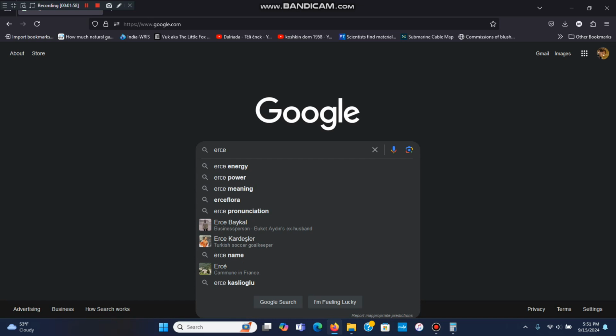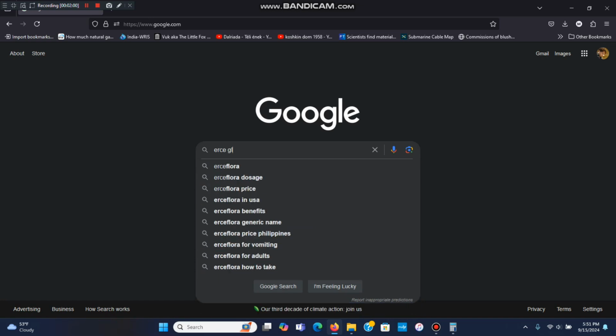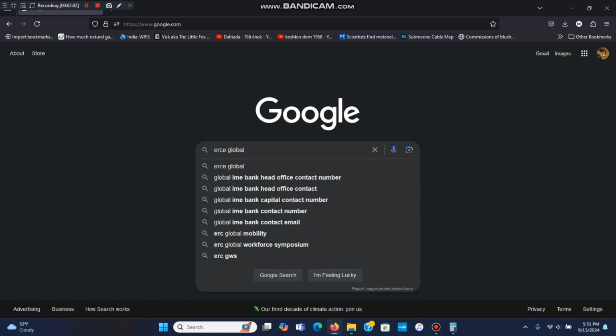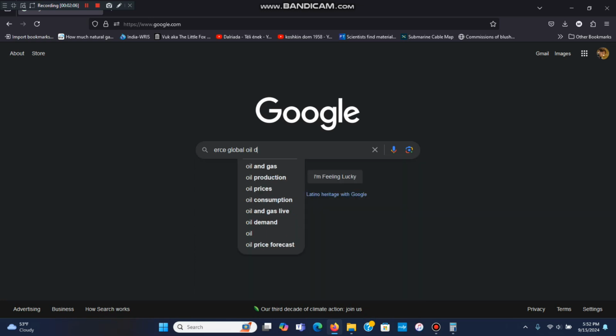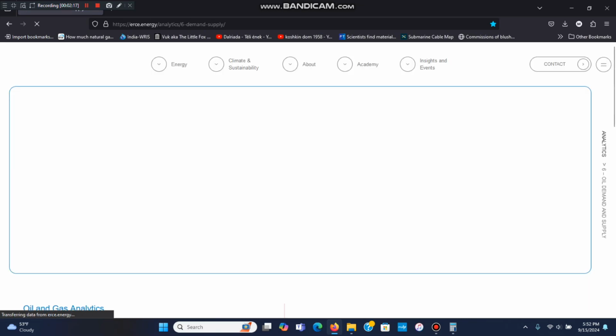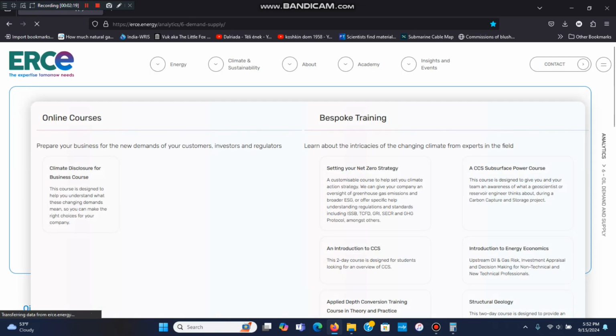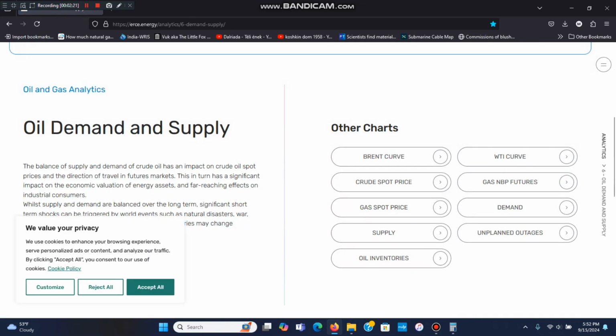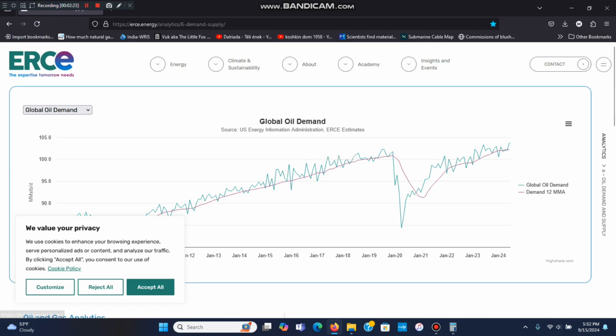For the monthly updated global oil demand and supply numbers, you should type in ERCE, global oil demand, and hopefully it should bring up the correct one. There should be a 6 in front of it, and it should be oil demand and supply. You go in and it should be, once you let that advertisement get out of the way, of course. This is what you should see.